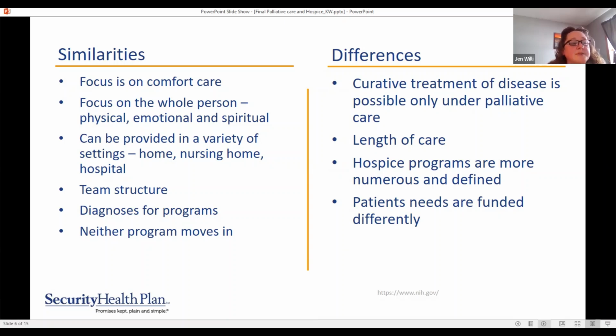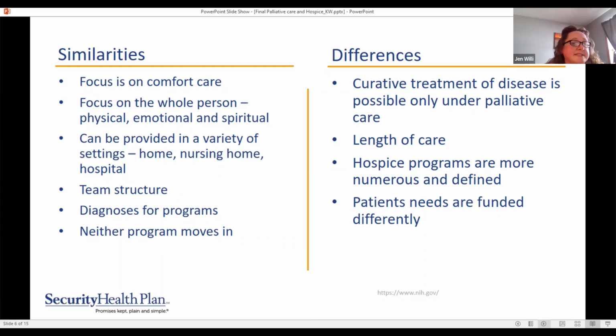Also of note, a person can come on and off both of these programs as their wishes and conditions warrant. You do not need to stay on indefinitely if you do not want to, or if your condition improves, you can sign off. No one has to be on a palliative care program first before signing on to hospice either.